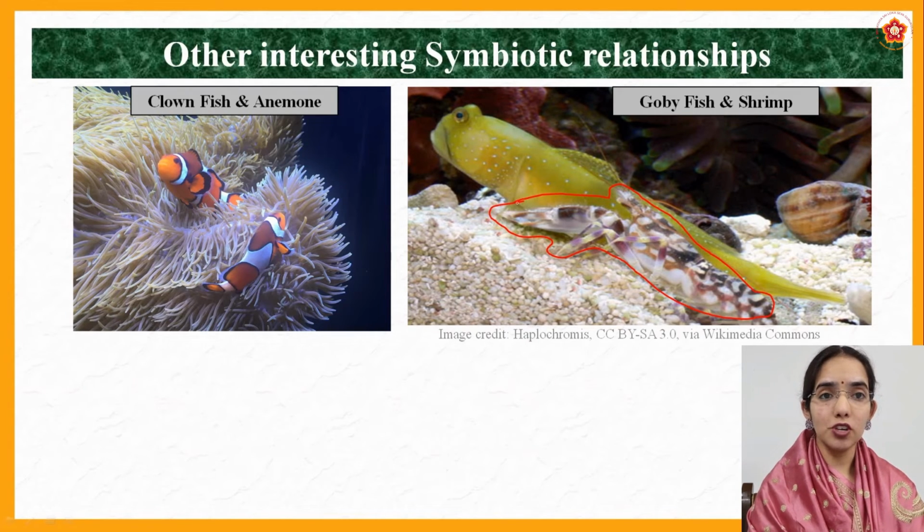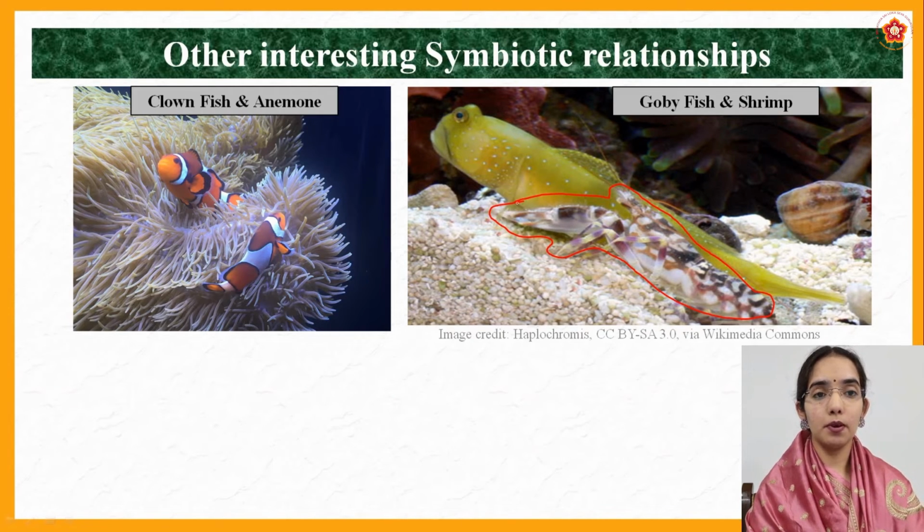So this goby fish, what it does is that through its tail, it will come and touch the shrimp and give it a signal that let's go, a predator is coming. So the shrimp is making the burrow for goby fish and itself, and the goby fish is helping the shrimp by telling it that a predator is coming and let's hide.